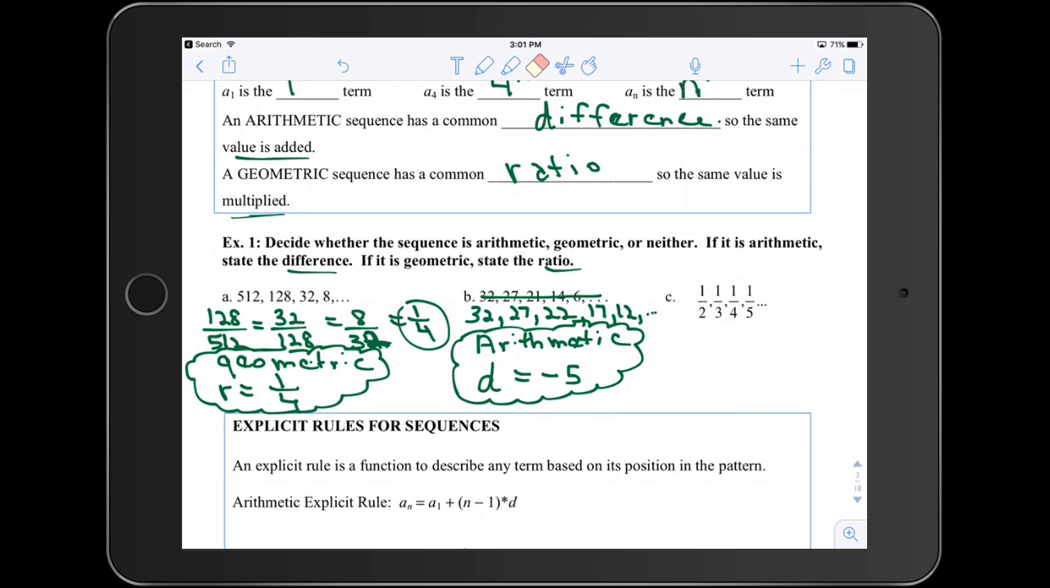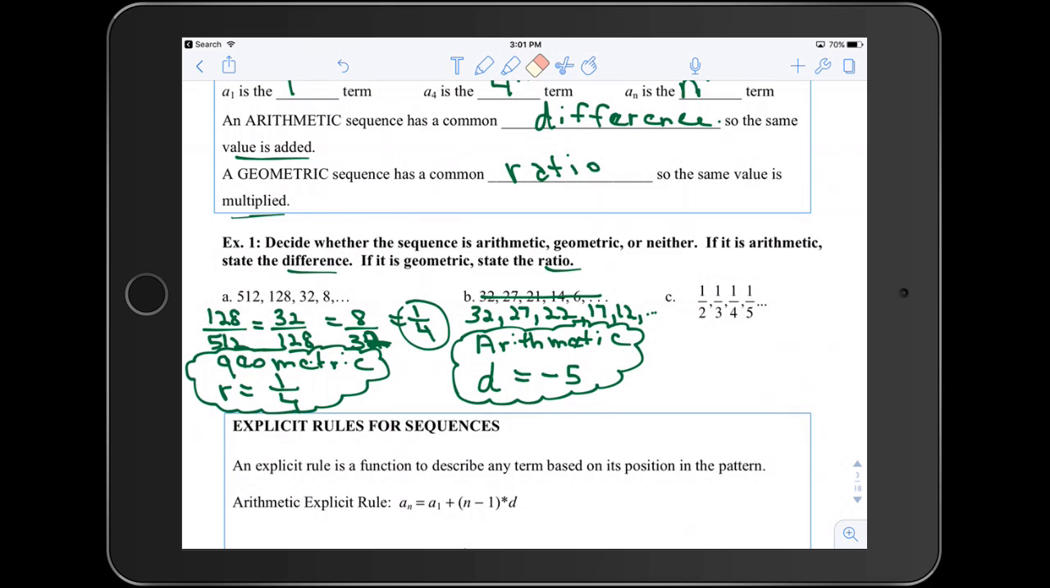If you take 1/3 divided by 1/2 to see if there's a common ratio, you're going to end up with 0.666, which is 2/3. And if you continue to do that, so if I go 1/5 divided by the next one, it is definitely not 2/3. It ends up being closer. Actually, it ends up being 3/4. So there is no common ratio there as well.